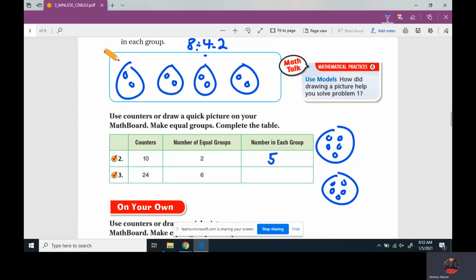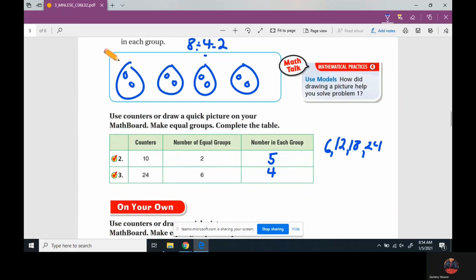So now, think about it. If we skip count by 6, how many times does it take to land on 24? So 6, 12, 18, 24, it's taken 1, 2, 3, 4. And I know 4 times 6 is 24.